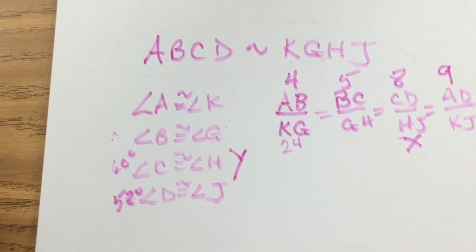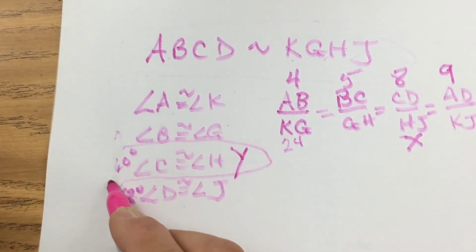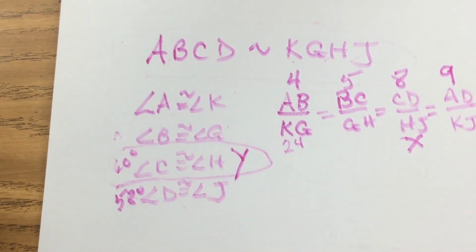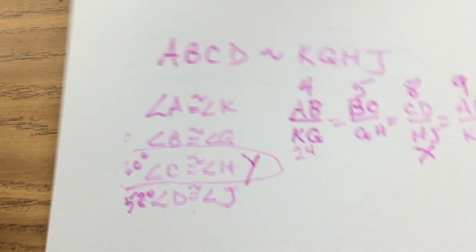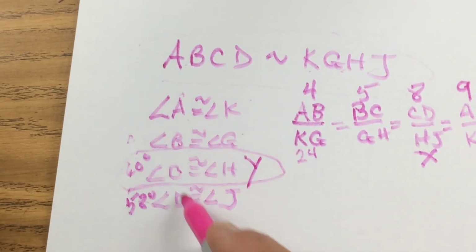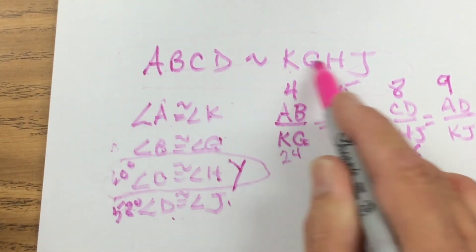Okay, so now, hey, I already know what Y is, don't I? I'm done. Y is 60 degrees. Why? Because angles A, B, C, and D are congruent to angles K, G, H, and J, because that's what this says.